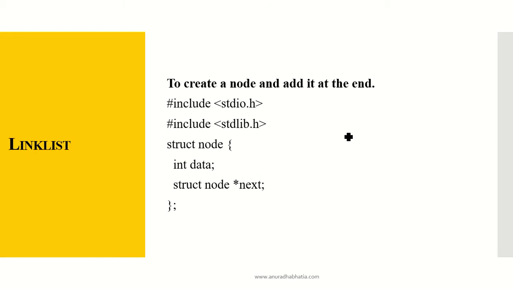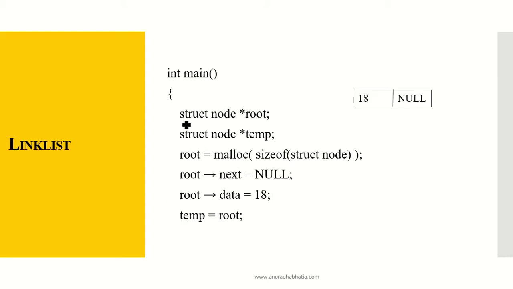Now let's see how to create a node and add it at the end of our linked list. So it starts with a normal #include stdio.h, #include stdlib.h, node data pointer. This is a structure which is created. Int main, we are using two pointers, so they can be declared in a single line. I have declared it in two lines. Struct node pointer root, struct node pointer temp. Root is equal to malloc size of struct node. This is another way of declaring. Root next is null, root pointer data is equal to 18, so this is the node which is created.